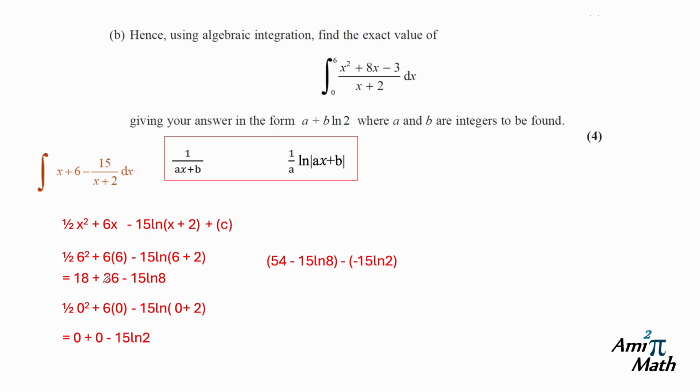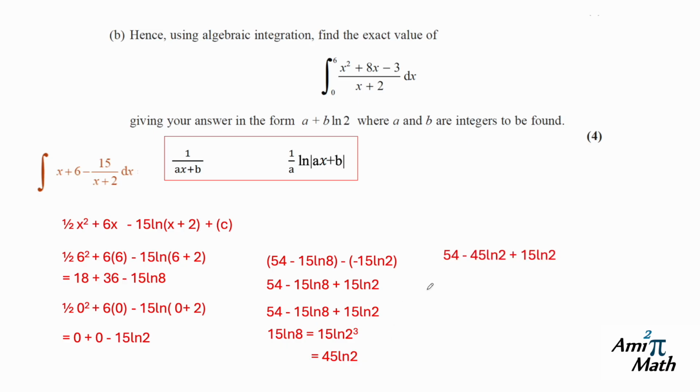And our 18 plus 36 gives 54. And then we get this answer, which is 54 minus 15 ln 8 plus 15 ln 2. However, to make things a lot easier, we can change this 8 into a 2. We know that 8 equals 2 to the power of 3, so we can rewrite this as 15 ln 2 cubed, and then we can move this power to the front, so we get 15 times 3 ln 2, which gives you 45 ln 2.